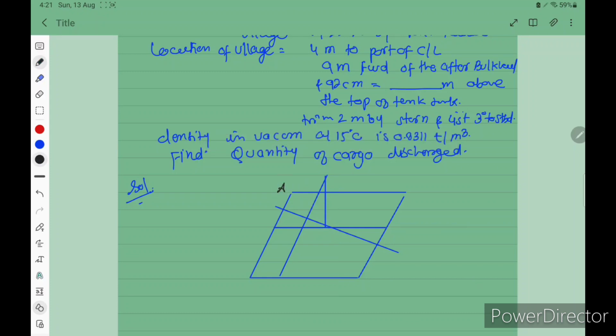Okay, put the name A, B, C, D. So this is your length. Length is given as 32 meters, and if you say this is breadth, breadth is given as 20, and your height is given as 19 meters.